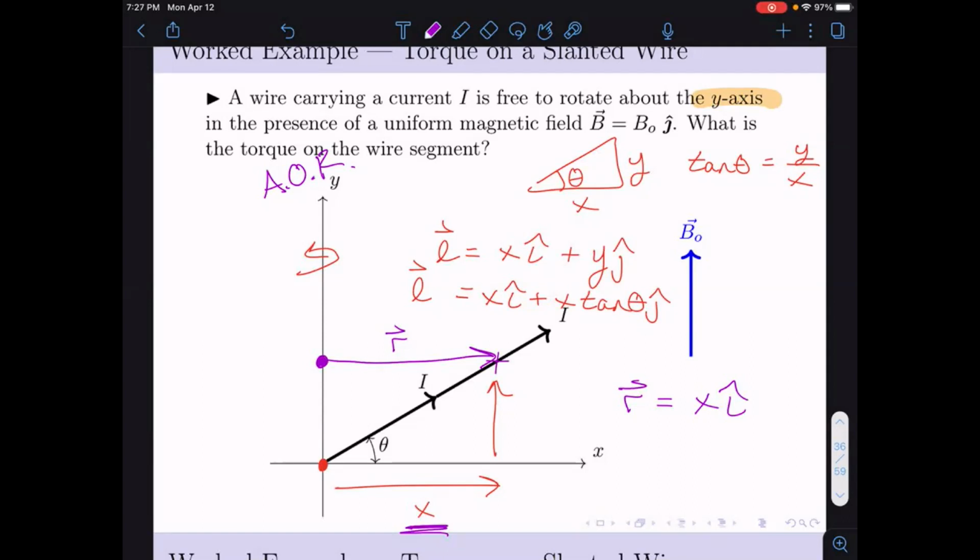All right, so I'll stop here very briefly. Does anybody have any questions about the difference between this R vector and the Biot-Savart law R vector, or how I came up with this, anything like that?